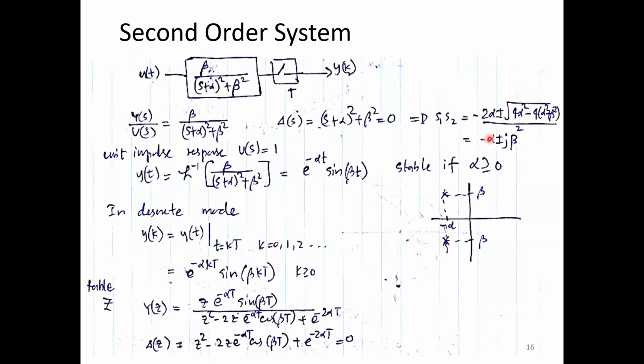Of course, if you go over here, you can tell me this is minus alpha plus or minus j beta. So alpha has to be positive. That is the condition for the poles to be on the negative half plane. Okay. All right. So this is the illustration of the two poles: minus alpha plus j beta and minus alpha minus j beta over here.